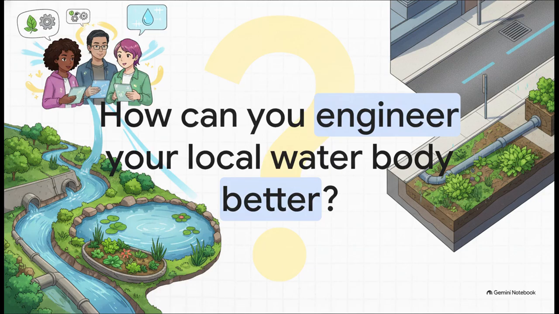So I'm going to leave you with a bit of a homework assignment, as any good professor would. Look at your local water body. Could be a river, a pond, or honestly, even just a street storm drain. What is currently being done to manage it? Is it just old-school gray infrastructure, or do you see nature-based solutions at play? And most importantly, how could you engineer it better? Take these concepts, look at your own environment, and start designing the future.